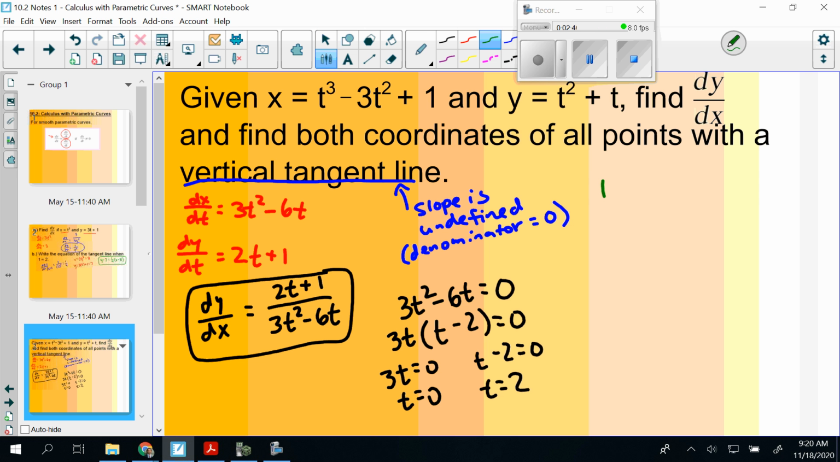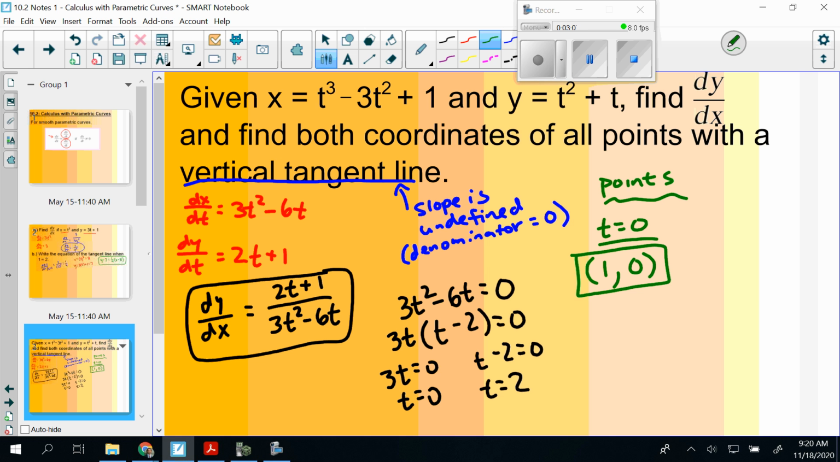So let's find those points. The points here, when t is 0, let's find that one first. That would be just plugging in 0 for both of these. If you plug in 0 for the x one, that's just going to be 1. If you plug in 0 for the other one, 0 squared plus 0 is just 0. So one of the points is (1, 0).